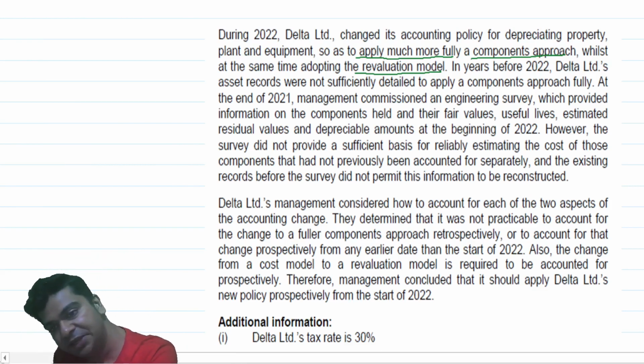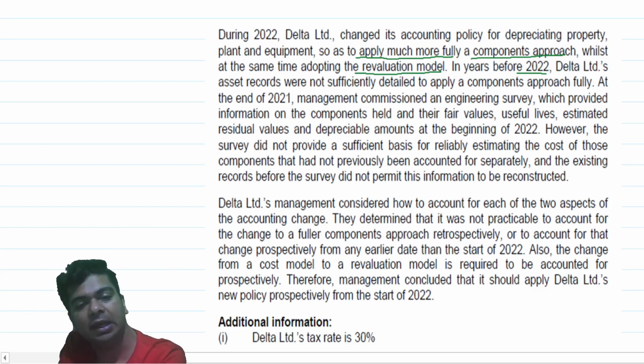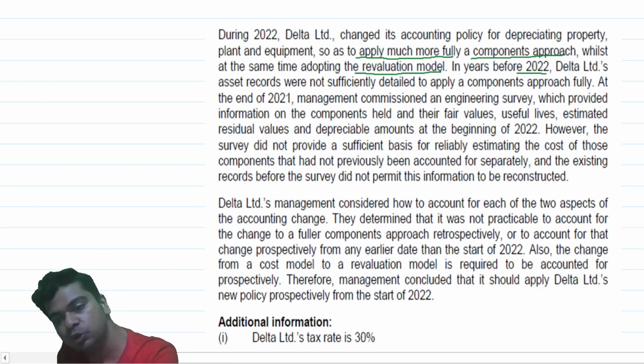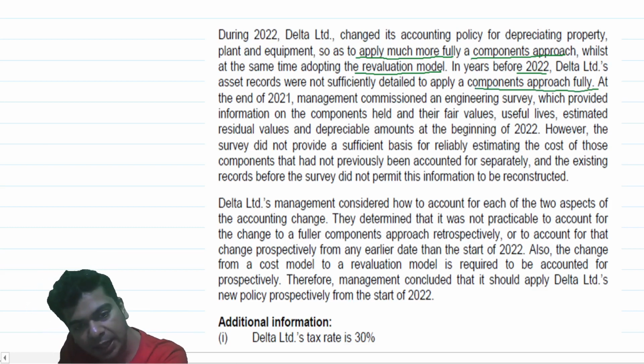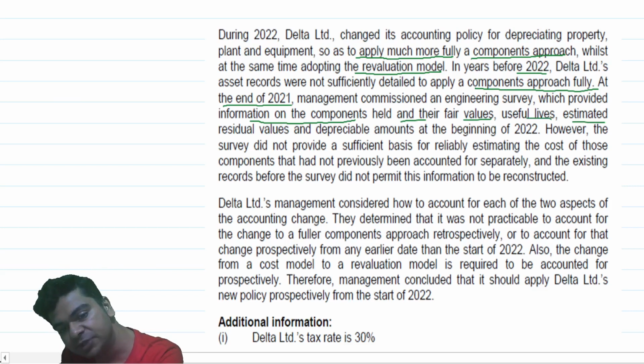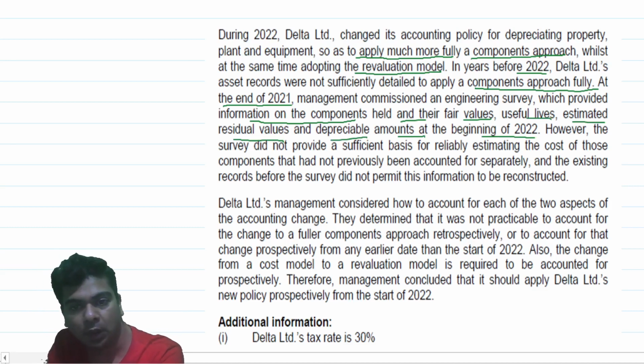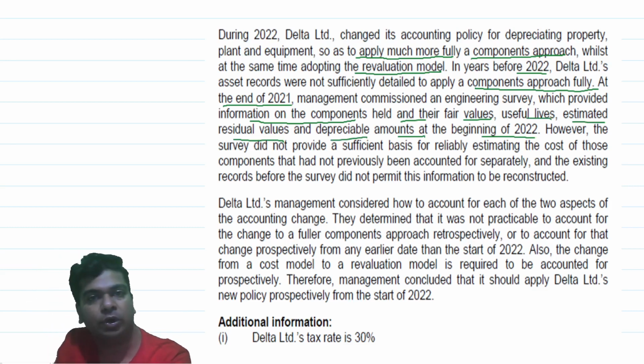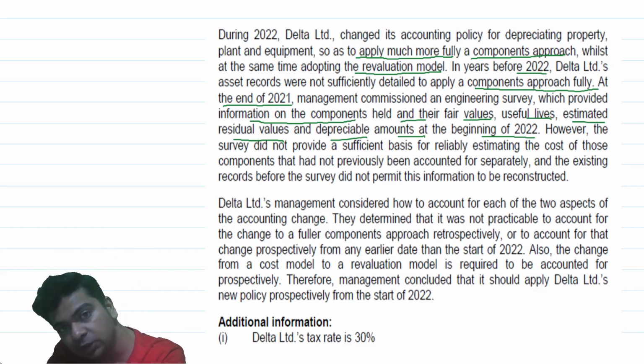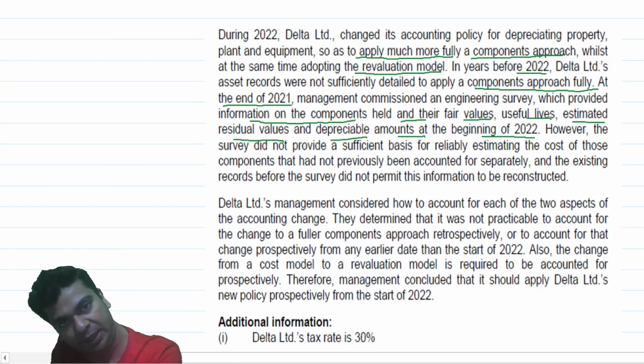Okay. They say in years before 2022, Delta Limited's asset records were not sufficiently detailed to apply a components approach fully. At the end of 2021, management commissioned an engineering survey which provided information on the components held and their fair values, useful lives, estimated residual values and depreciable amounts at the beginning of 2022. They are saying that we want to follow the components approach for depreciation, but your records before the year 2022 are such that you do not have the necessary details. See, we have to break down the PPE into its major components. Every component that has a significant cost has to be depreciated separately.